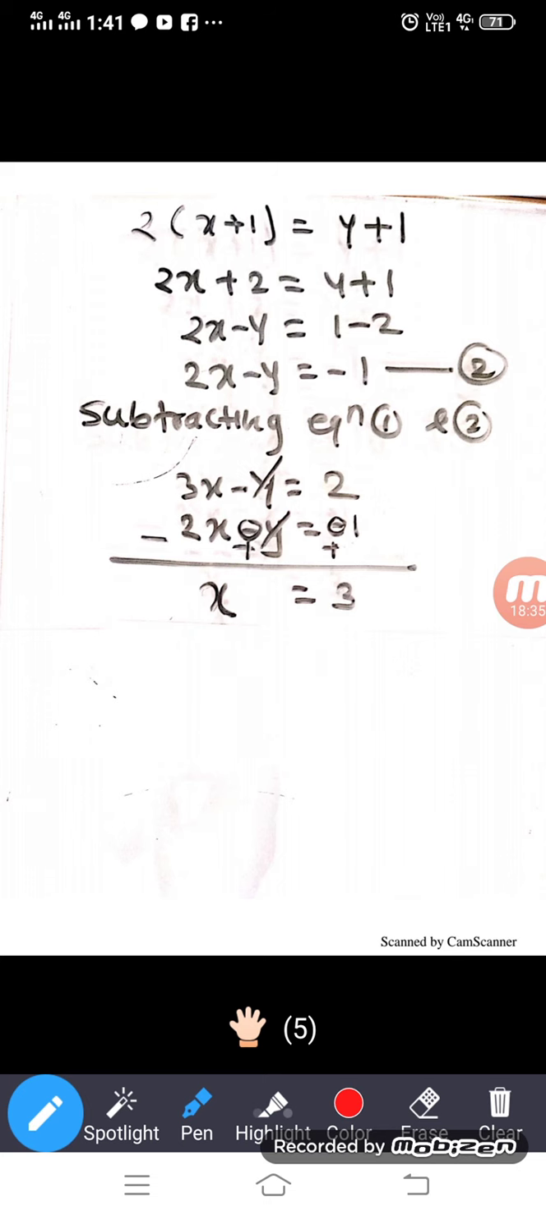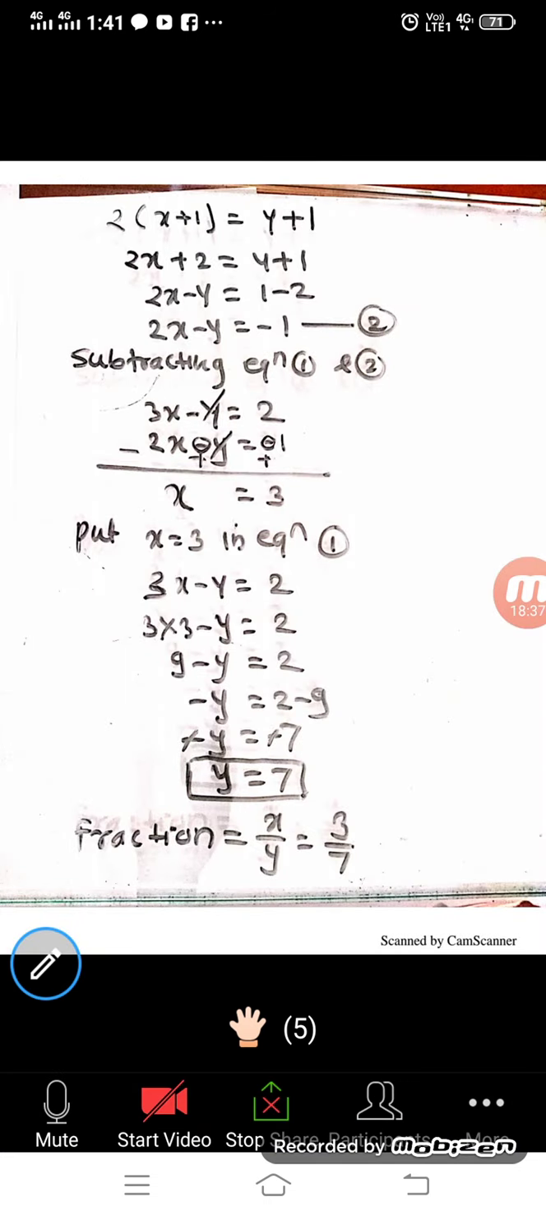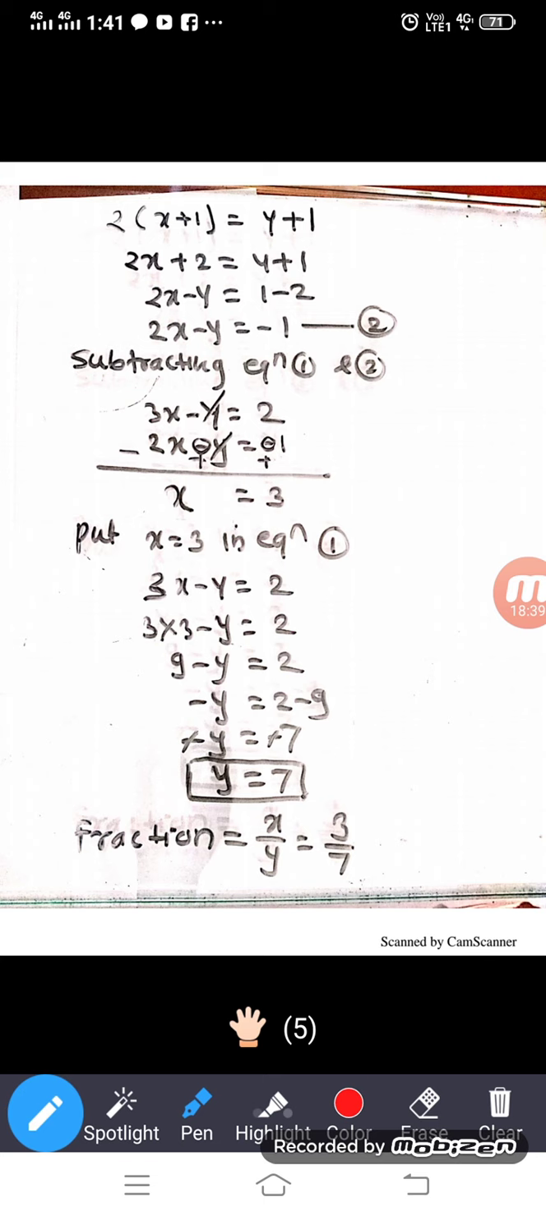Put in equation 1 or 2. Then we get, put x is equal to 3 in equation 1. 3x minus y is equal to 2. Then x is equal to 3. 3 into 3 minus y is equal to 2. 3 3 is 9 minus y is equal to 2. Minus y is equal to 2 minus 9. Minus y is equal to minus 7. Then y is equal to 7. The value of x is equal to 3 and y is equal to 7. Then we get required fraction x upon y is equal to 3 by 7.